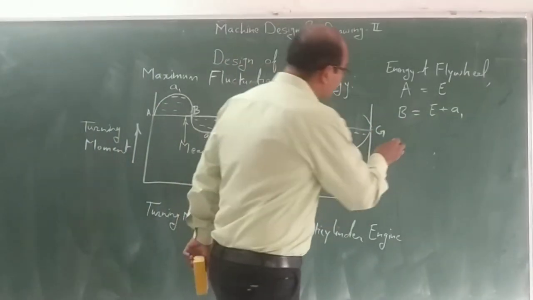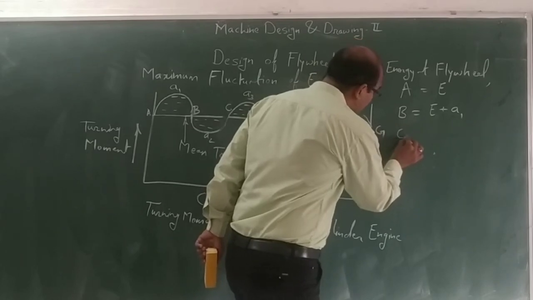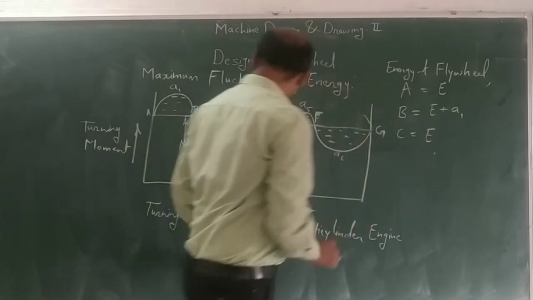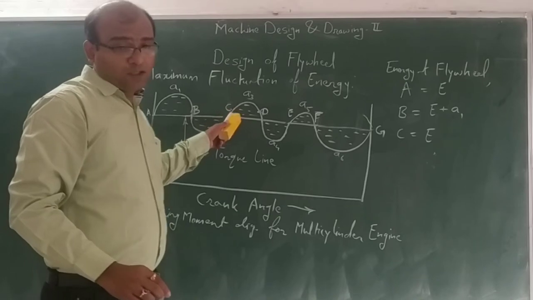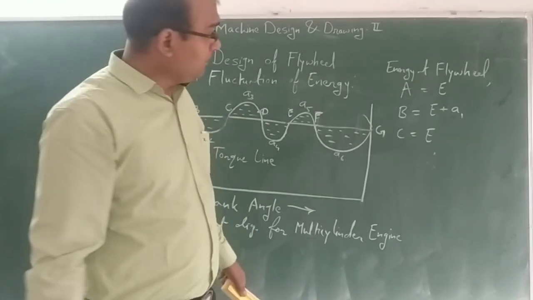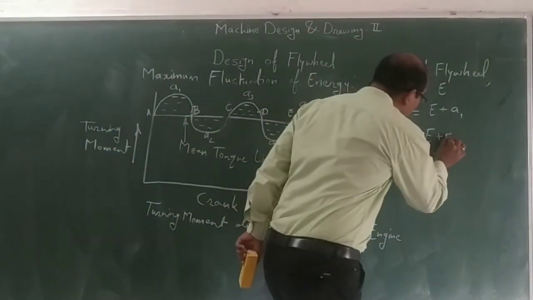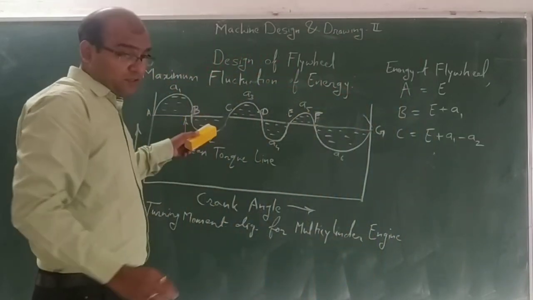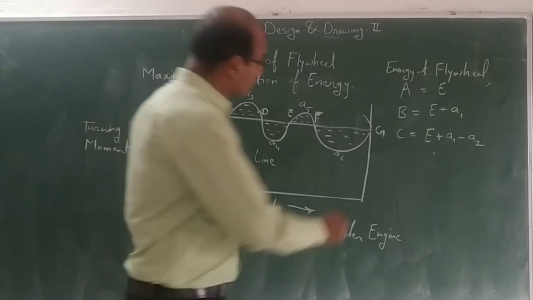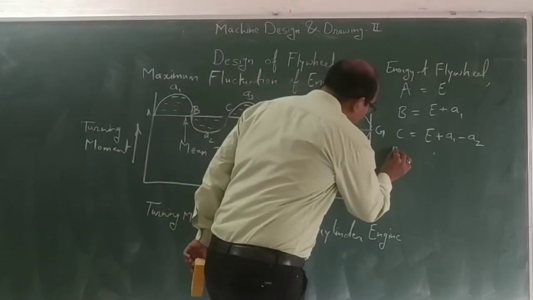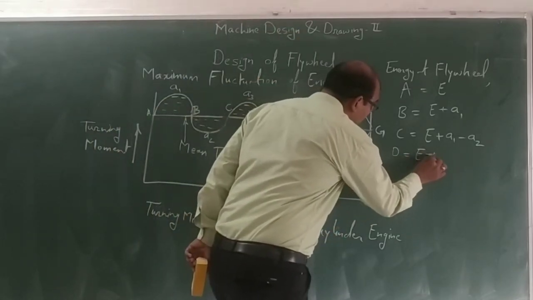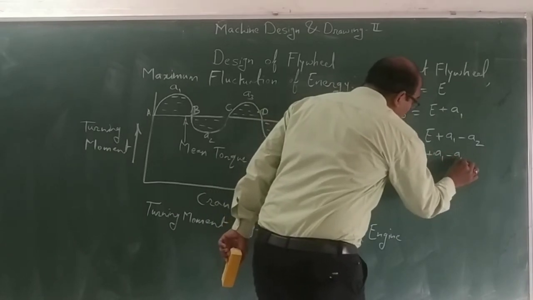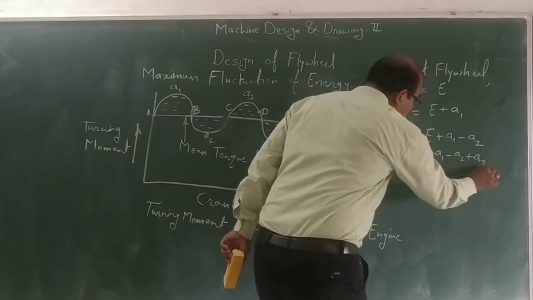As like that, energy at flywheel C at that point. So it's your E plus A1 minus A2. Then energy at flywheel D, that is E plus A1 minus A2 plus A3.